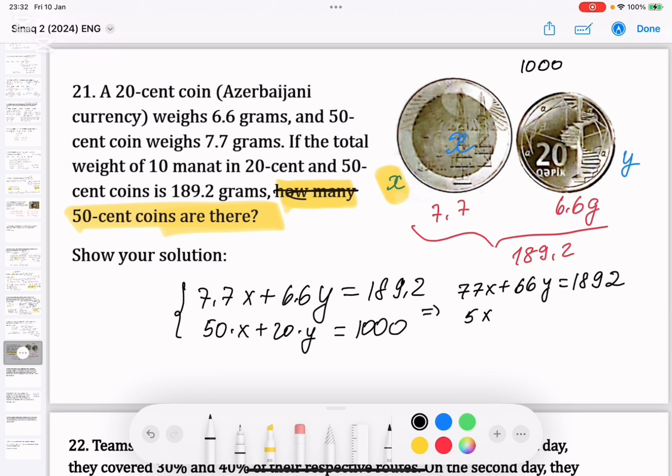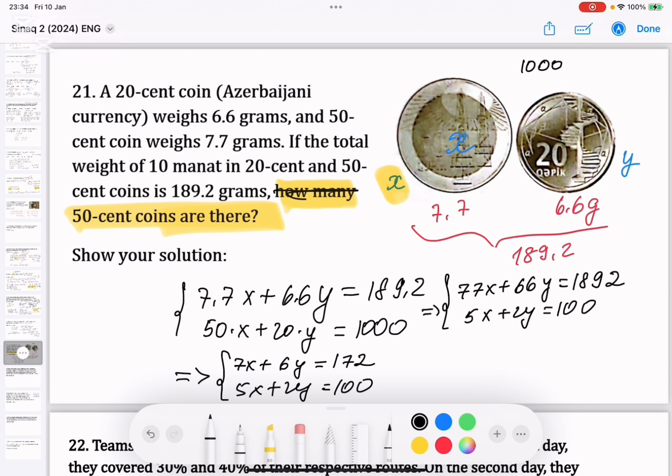So I'm going to have 5x plus 2y equals 100. Then I can divide the first equation by 11. If we divide the first equation by 11, we're going to have 7x plus 6y equals 172. 5x plus 2y equals 100. And that's it.